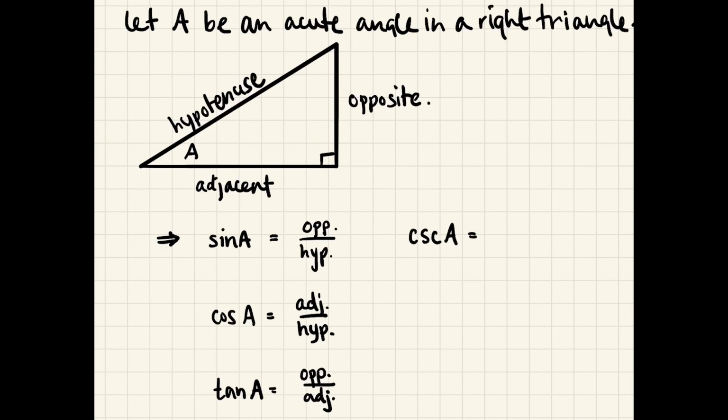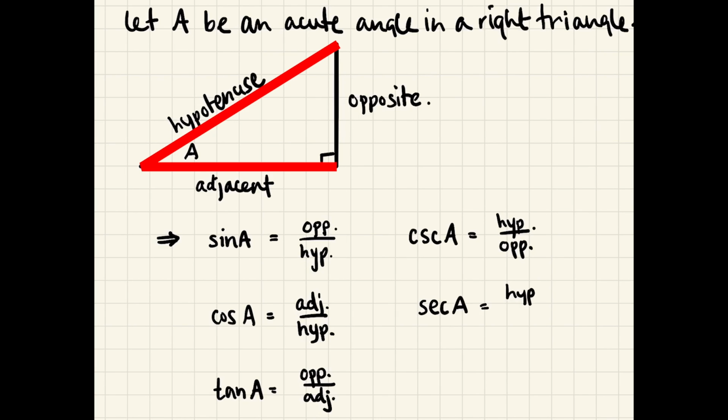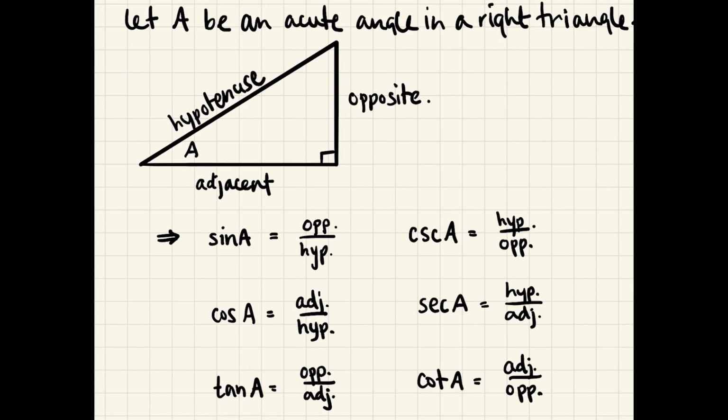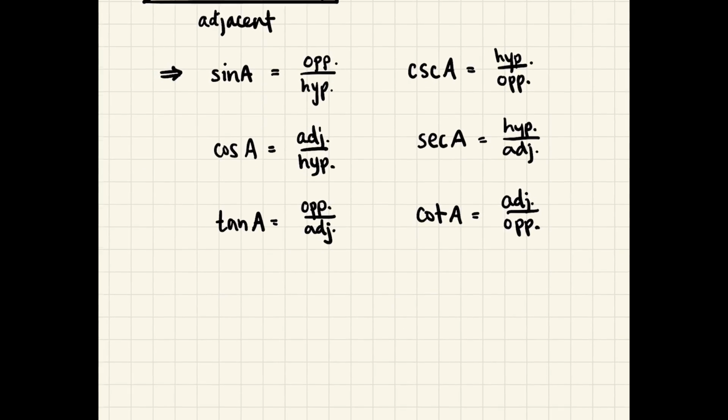So cosecant would be hypotenuse divided by opposite. Secant of A would be hypotenuse divided by adjacent. And cotangent of A would be adjacent divided by opposite. Okay, and with this comes a world-famous trigonometric mnemonic.